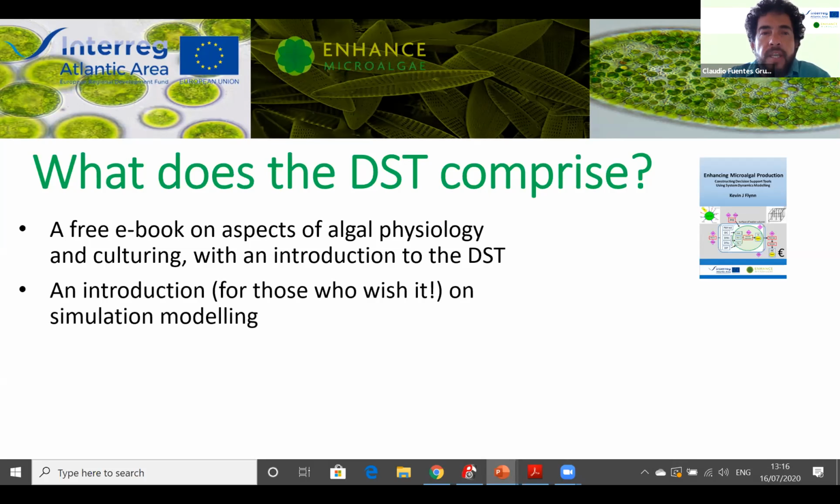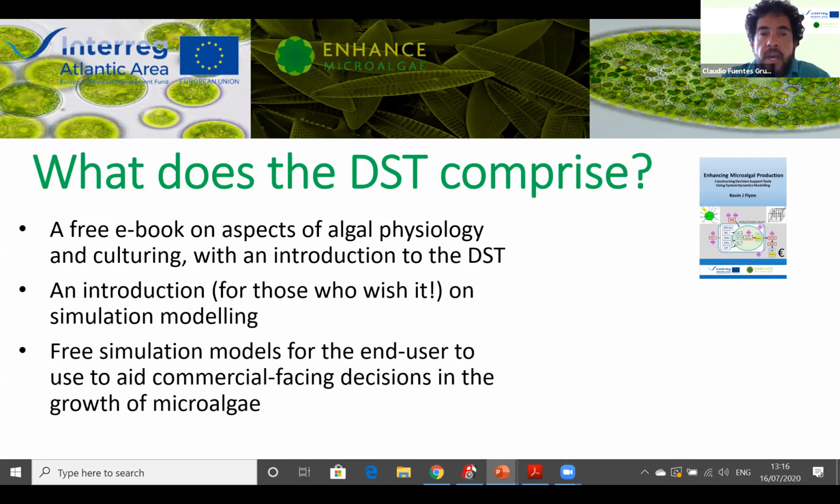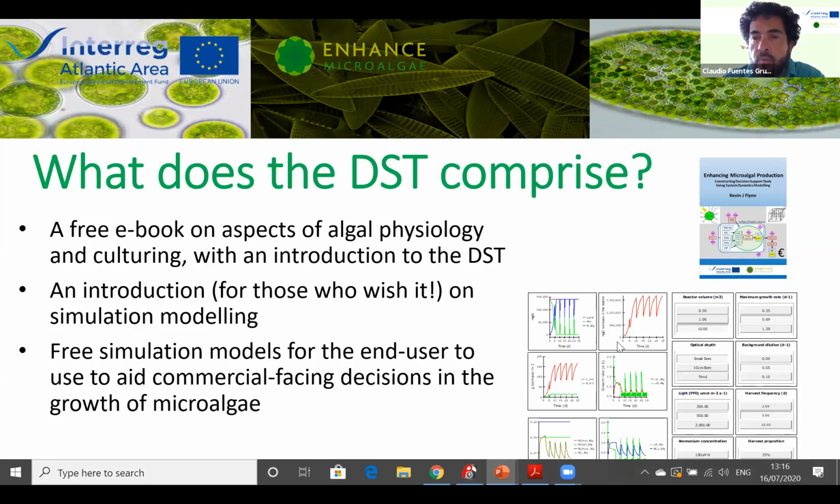Then you will see in there an introduction, for those who wish it, on simulation modeling. And then you will have a free simulation model for all kinds of end users, used to aid commercial-facing decisions in the growth of microalgae. And this is how it looks. We will play this DST, this model, at the end of this talk.